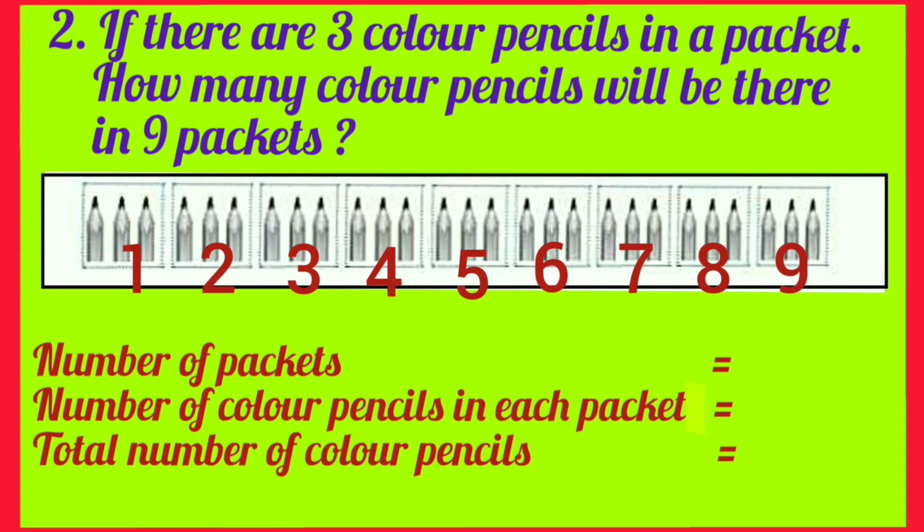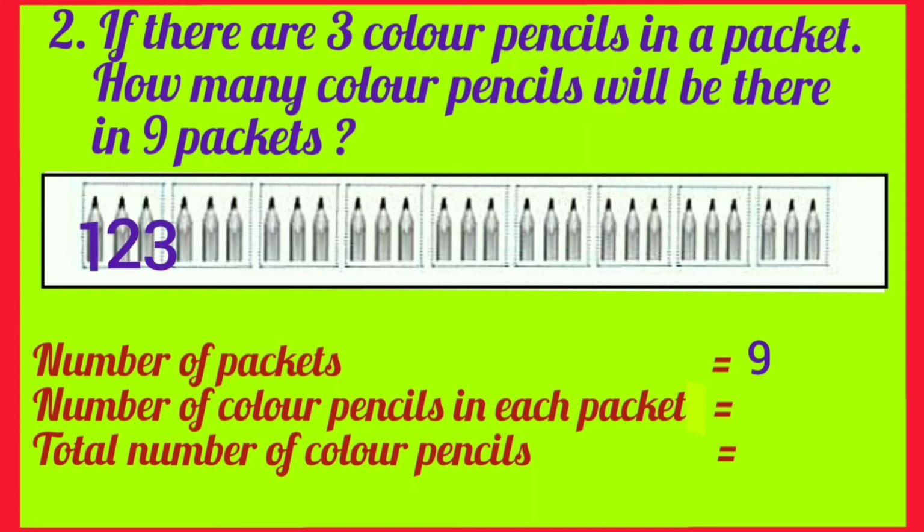There are 9 packets. Next, number of color pencils in each packet. How many color pencils are there in each packet? 1, 2, 3. There are 3 color pencils in each packet. Next, total number of color pencils, which is 9 times 3. 9 threes are? Yes, 27. There will be 27 color pencils in 9 packets.